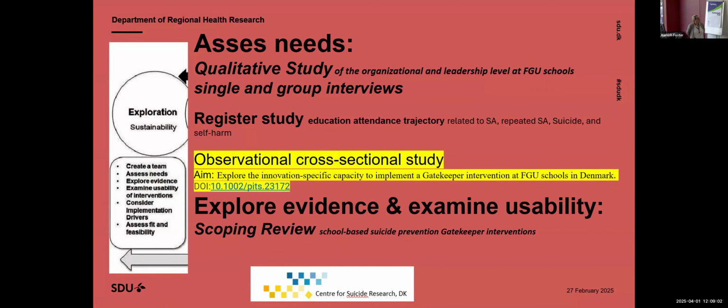So the first part of the implementation stages framework is the exploration stage, where we assess needs. And that was done by this qualitative study among the organization and leadership. And then we are going to do a register study. I previously did an observational cross-sectional study, which has been published, about the capacity to implement a Gatekeeper intervention in these FGU schools in Denmark. And we did a scoping review.